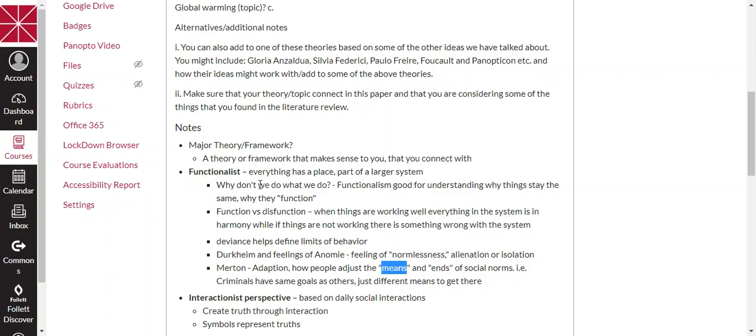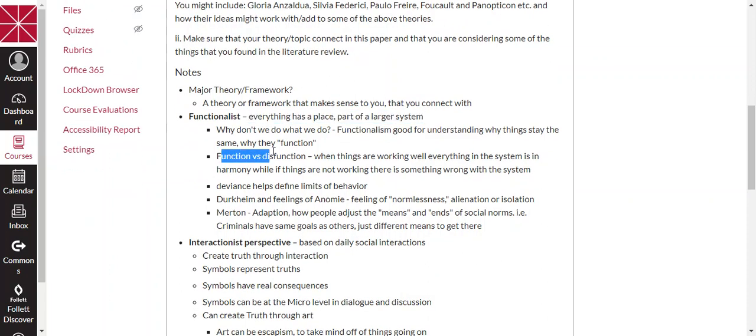So all these are looking at the idea that everything in society functions as part of a larger system. When things are dysfunctional, for instance when things are deviant, many things in the system are not working, so there's less harmony in the system. So deviance in this case defines limited behavior. That would be the functionalist perspective, and the image we had for this was the human body, where each part of the body has a role in the overall functioning of the body.